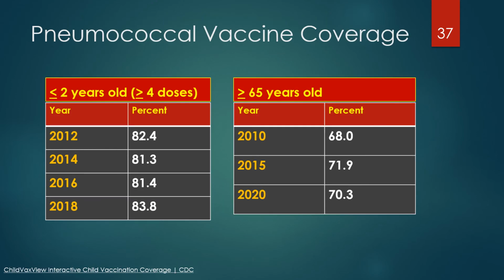This slide shows pneumococcal vaccine coverage rates in the U.S. for children and the elderly. The pneumococcal vaccination rates for at least 4 doses of vaccine for children 2 years and younger from 2012 to 2018 is stagnant, ranging from 81.3 to 83.8%. For those 65 years old and older, the rates have slightly increased from 68 to 70.3%.